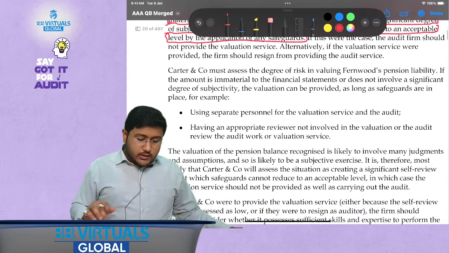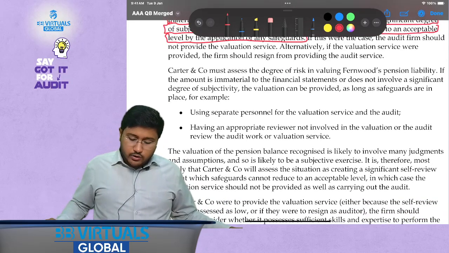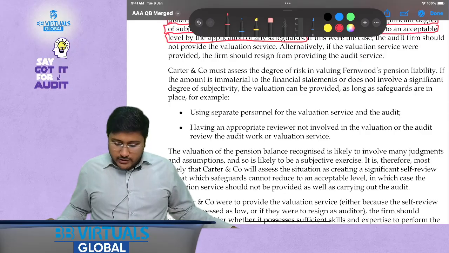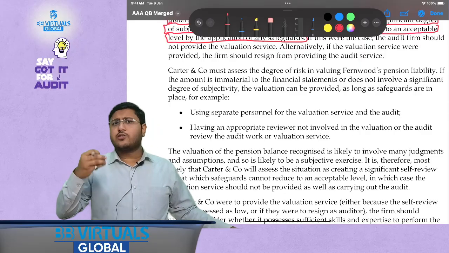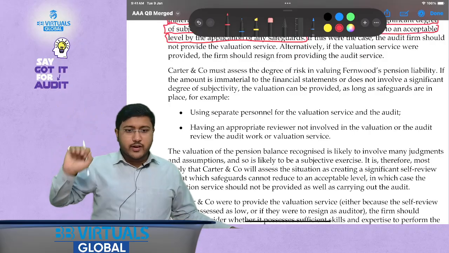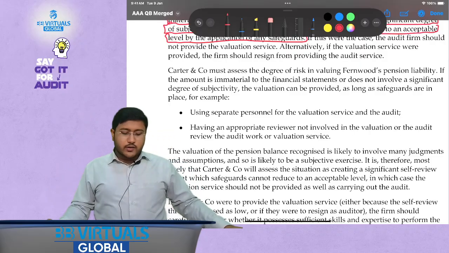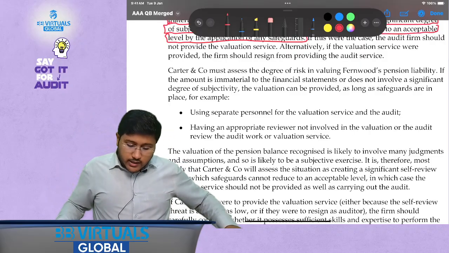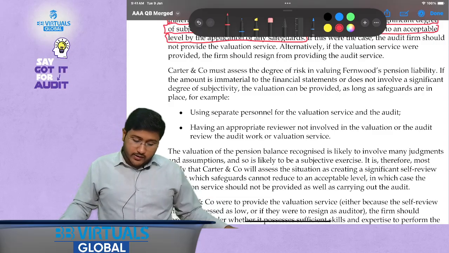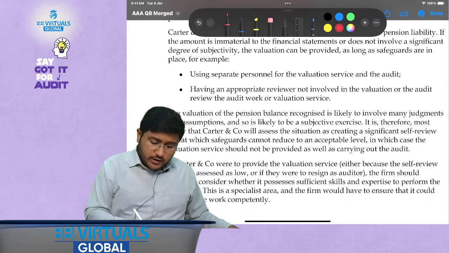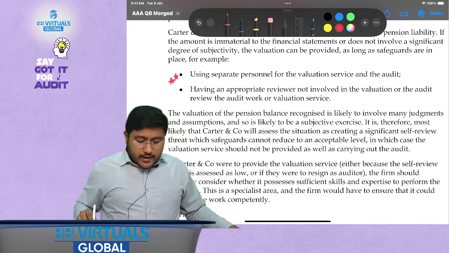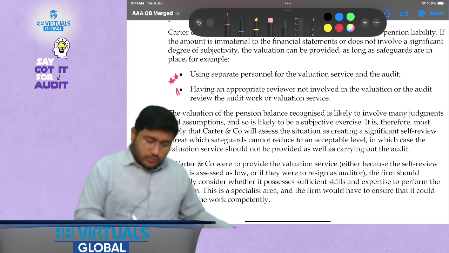Okay. Carter and Company must assess the degree of risk in valuing Fernwood's pension liability. If the amount is immaterial to the financial statements, as this is the first year, so it is expected that it might not be very material, so does not involve a significant degree of subjectivity. The valuation can be provided as long as safeguards are in place. For example, using separate personnel for the valuation service and the audit service, that could be one good safeguard, right? Having an appropriate reviewer, that is also one safeguard.